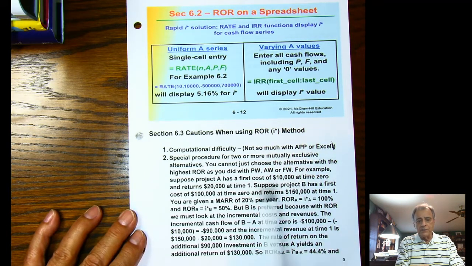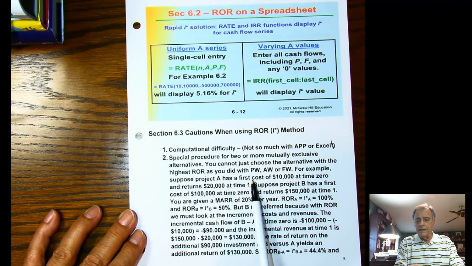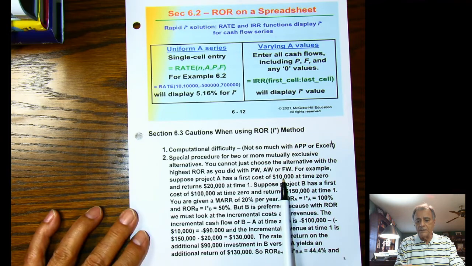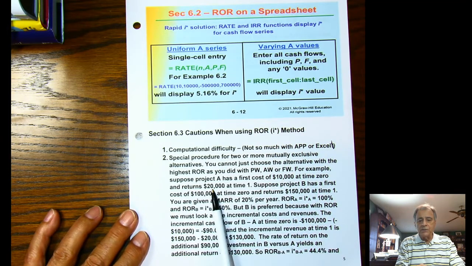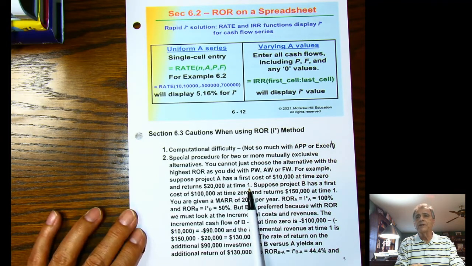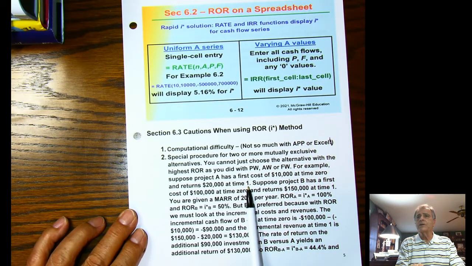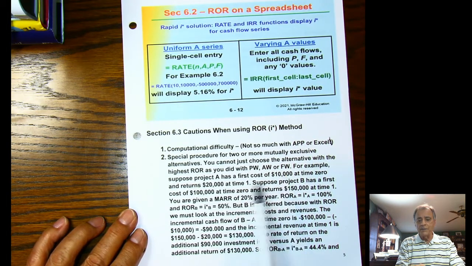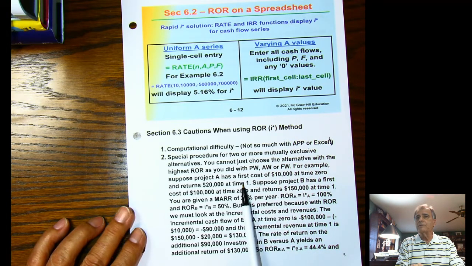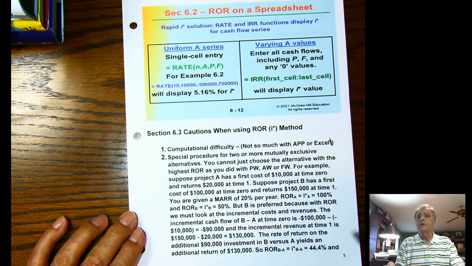First of all, let's assume project A is you invest $10,000 at time 0 and it returns $20,000 at time 1. Pretty good investment, right? What's the rate of return? Well, it's 100% because you got your money back plus the same amount again. That's 100% rate of return. So the I star of project A, the rate of return, is 100%.